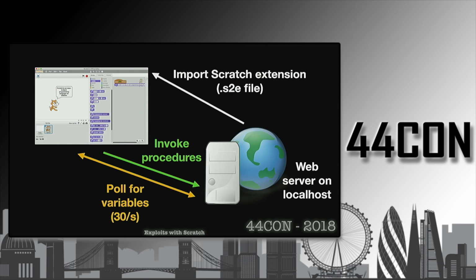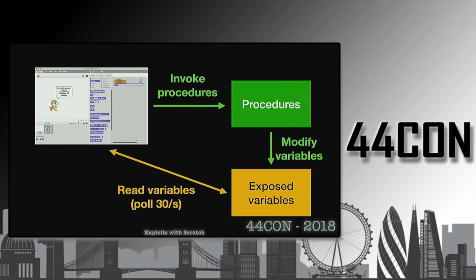But the web server also exposes variables, essentially global variables for that extension. And they are polled 30 times a second over a web API. Yes, 30 times a second. It seems insane, and it kind of is. But so far, it's never bitten me on the ass.